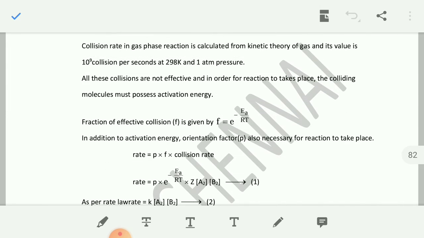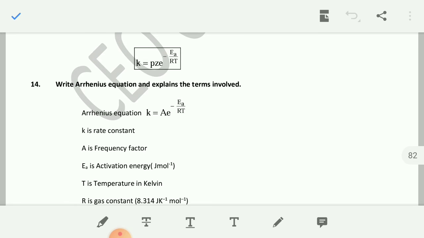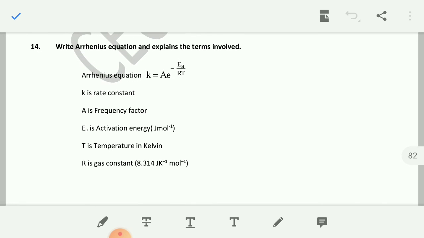Okay. Then the 14th question is very, very important. Sometimes they ask it for 3 marks, sometimes for 3 marks and 2 marks. Write the Arrhenius equation and explain the terms involved. The Arrhenius equation is k = A e^(-Ea/RT). What is k? k is the rate constant. What is A? The frequency factor. Ea is the activation energy in joule per mole, T is the temperature in Kelvin. What is R? R is the gas constant, a constant value of 8.314 joule per kelvin per mole.